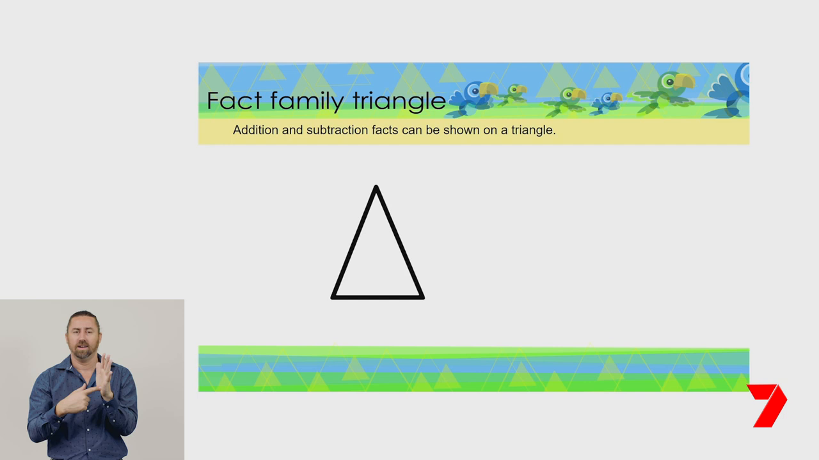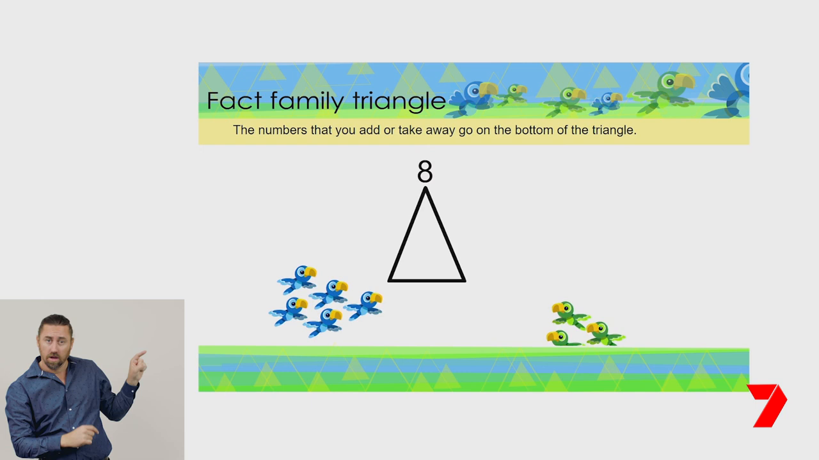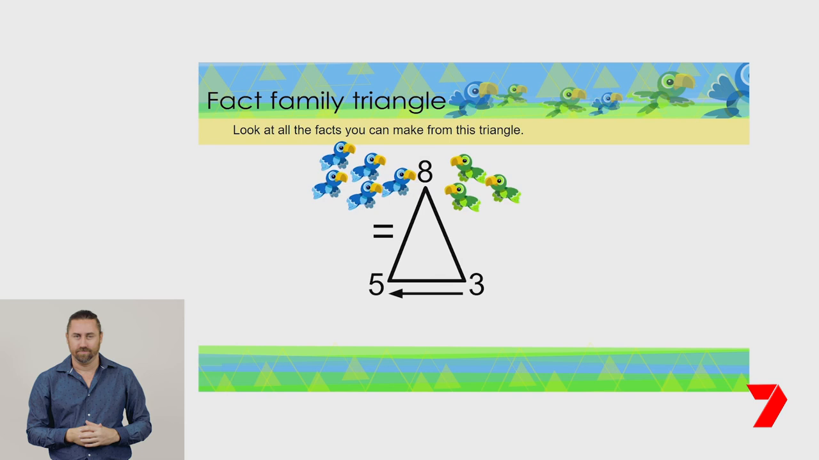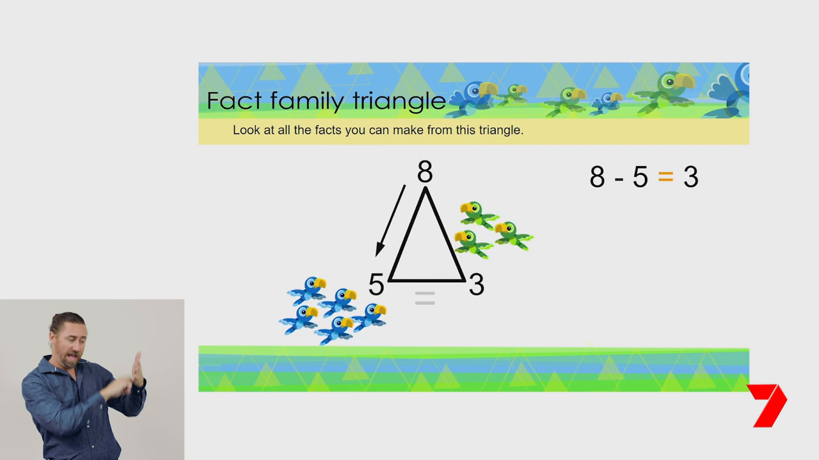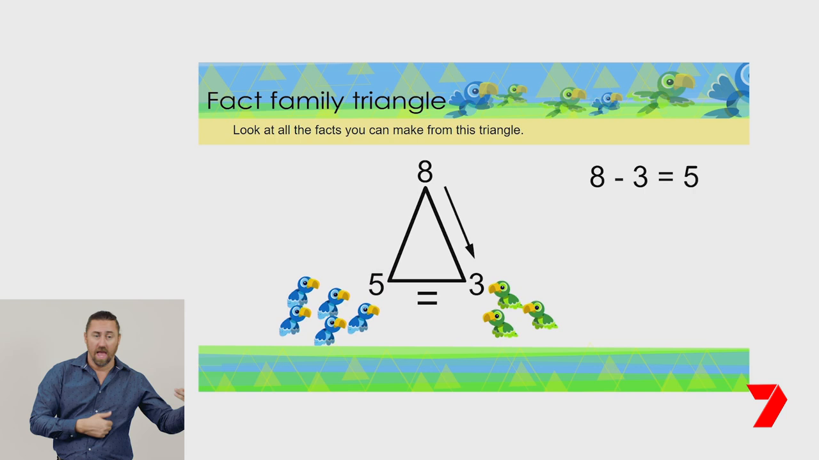The number that tells how many altogether goes on top of the triangle. The numbers that you add or take away go on the bottom of the triangle. Look at all the facts you can make from this triangle. 8 take away 5 is 3. 5 add 3 is 8. 8 take away 3 is 5.